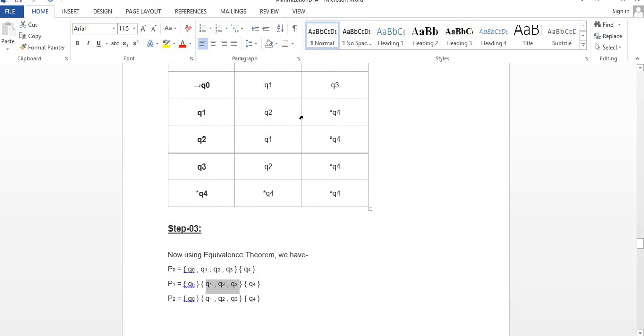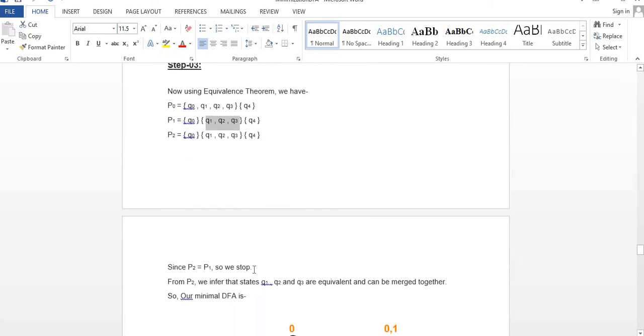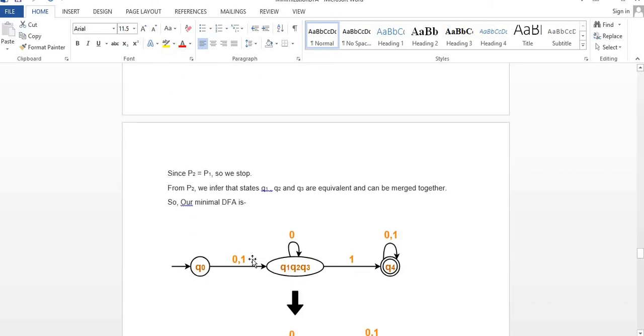Now, is there any more similarity? No. So P2 is equal to Q0, Q1, Q2, Q3 and Q4. P1 and P2 are both similar, so we can stop this procedure. From P2 we infer that states Q1, Q2 and Q3 are equivalent and can be merged together. So our minimal DFA has state Q0, the combined state Q1, Q2, Q3 and another state Q4.